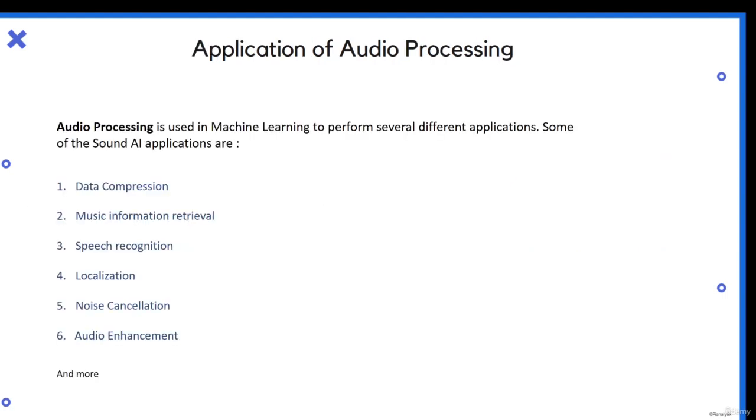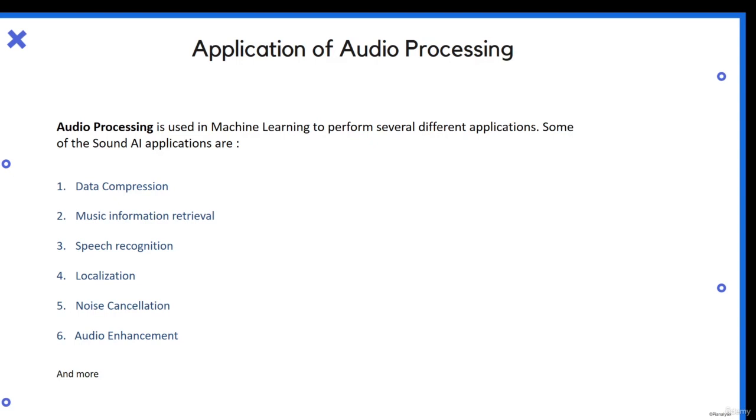Now, applications of audio processing. I have told you that we'll be doing audio processing, but what is the main motive behind it? What are the things we can do with the help of audio processing and other sound AI applications? I have listed some applications, like data compression. If you want to compress your music file, there are websites on the net that compress your audio files. How do you exactly do that? You do that with the help of machine learning. Other applications are music information retrieval and speech recognition. There are speech bots coming nowadays that recognize your voice and are voice activated. These are all done with machine learning.